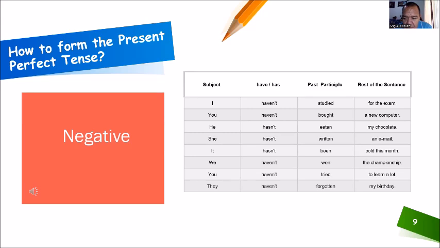I haven't studied for the exam. You haven't bought a new computer. He hasn't eaten my chocolate. She hasn't written an email. It hasn't been cold this month. We haven't won the championship. You haven't tried to learn a lot. They haven't forgotten my birthday.